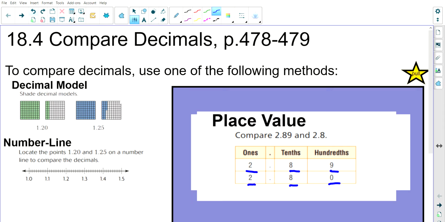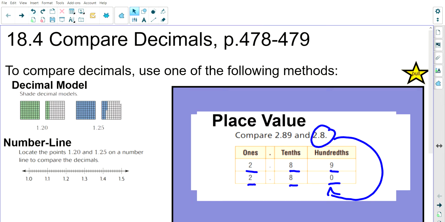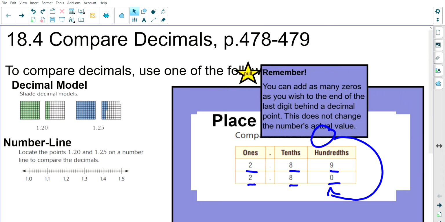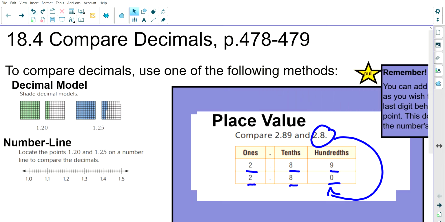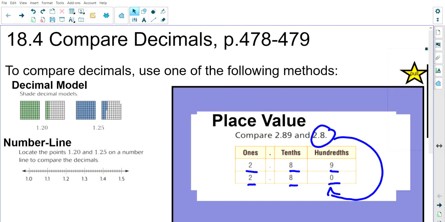Now I want you to see here, this 2.8 or 2 and 8 tenths, they added an extra 0 onto the end because of our rule here that we need to remember: you can add as many zeros as you wish to the end of the last digit behind the decimal point. It does not change the value. So when you're comparing, if you run out of digits to compare and one of your numbers has more digits, just add zeros on to the end as long as it is the last digit behind a decimal point.